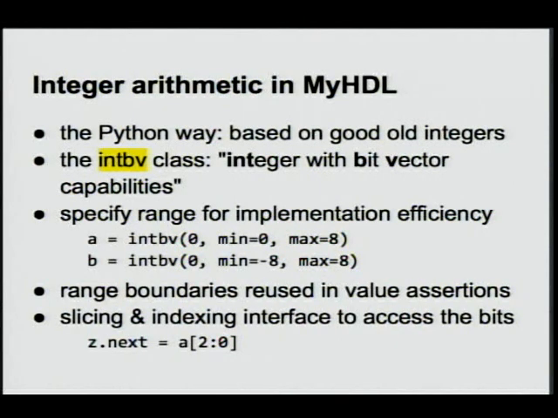And of course, this is hardware, so we need to access the bits. That's why this int_bv class also has a slicing and an indexing interface. So you can access the bits that you want from a specific slice or index, and you can set them. So in contrast to the Python int, this is a mutable class. This is basically the workhorse, let's say, together with the signal type of MyHDL.